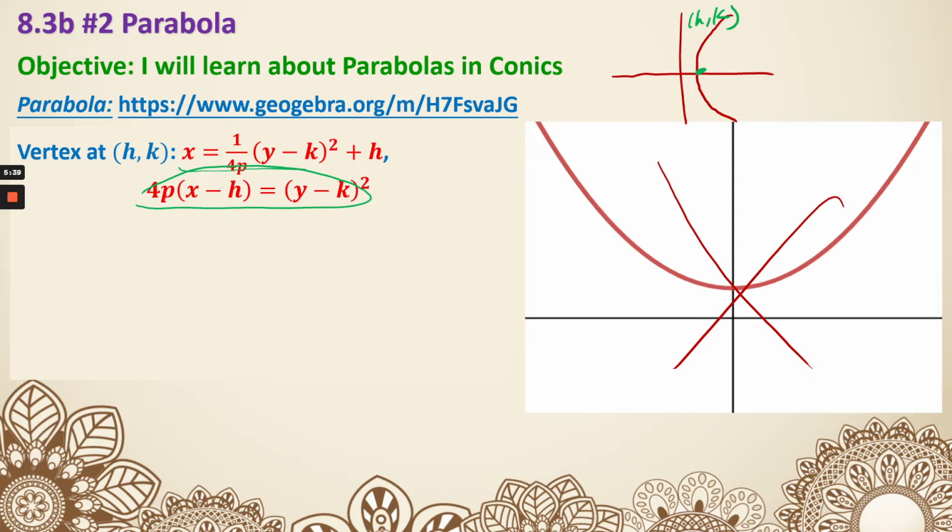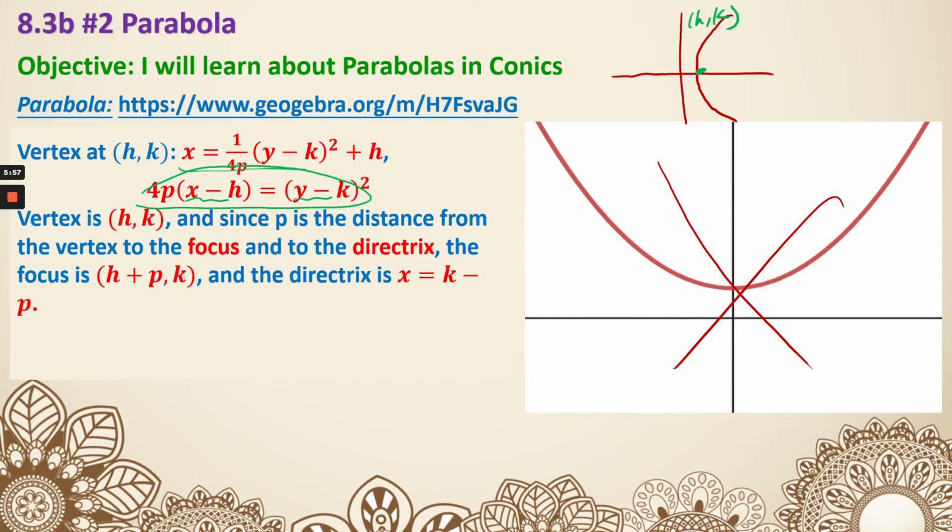If you think about it, compared to the things we have learned in the last lesson, all that happened was replacing the x minus h with y minus k, and replacing the y minus k with x minus h. They switch places. That would switch our axis, or directrix, or focus. Vertex is h, k. And p is still the distance between the vertex and the focus, and the vertex and the directrix.